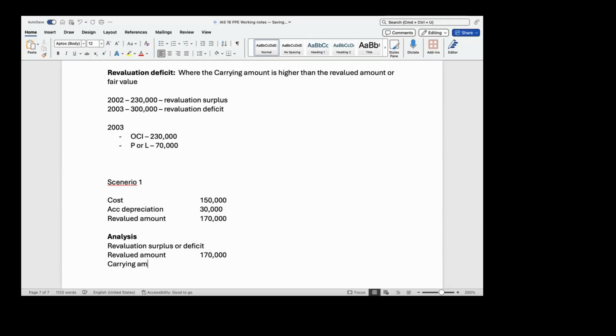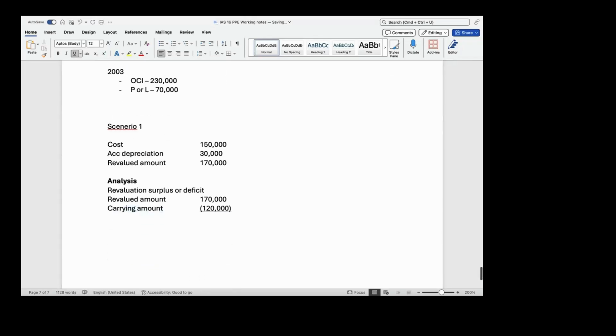70,000 with your carrying amount. How much is our carrying amount? You can unmute to tell me how much is our carrying amount? 120. Perfectly correct. So a mistake that some students will make is, when calculating revaluation surplus or deficit, you see them comparing revalued amounts with cost. No, that's wrong. You compare revalued amounts with carrying amount.